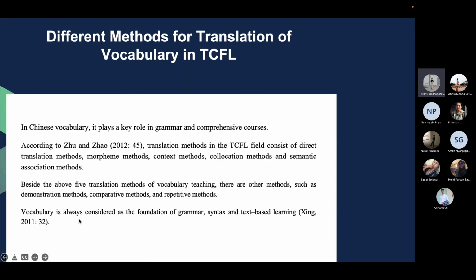Vocabulary is always considered the foundation of grammar, syntax, and text-based learning, from Sing in 2011. Basically, this research has taken vocabulary lists of Chinese words with English translations, selected from TCFL textbooks, as the objects. All the translated vocabulary has been examined through the theory of translation equivalence, from the categories of semantic, pragmatic, and grammatical meaning.